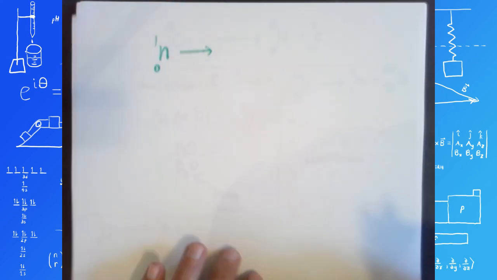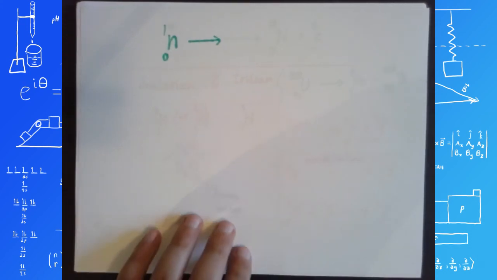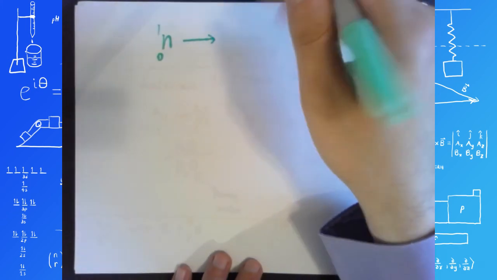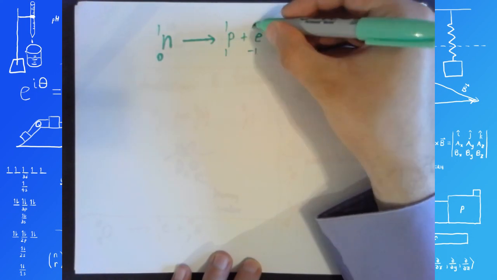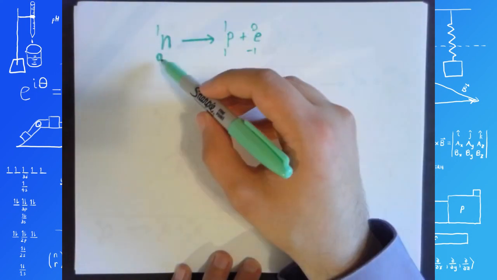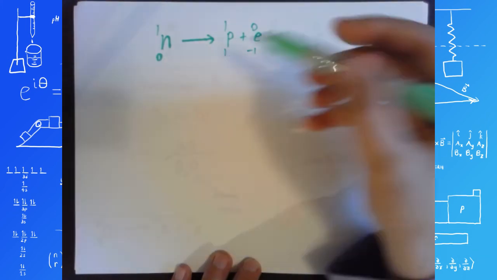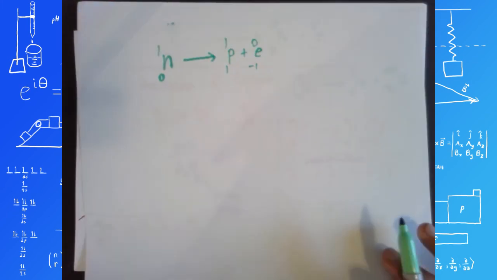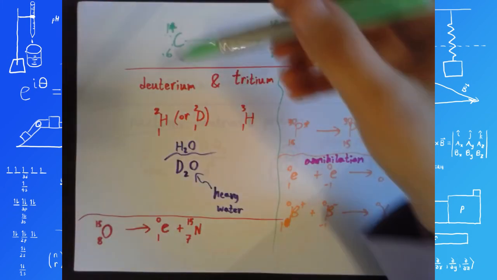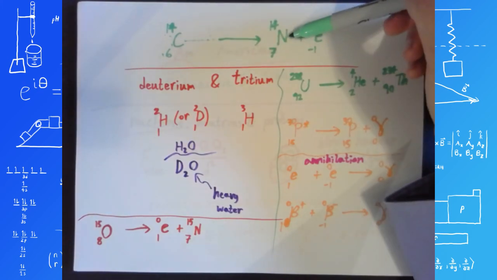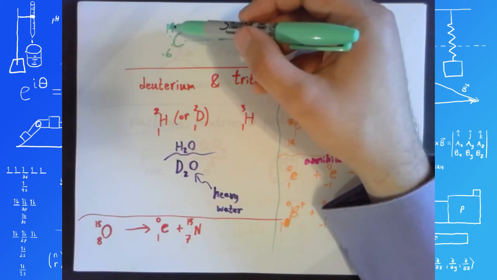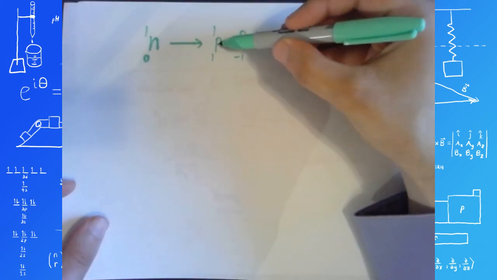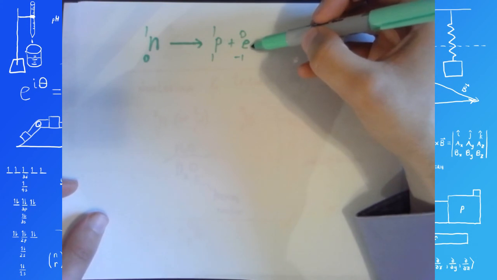When an atom is undergoing beta decay, what's really happening in that atom is a neutron inside of its nucleus is converting into a proton plus an electron. It checks out. 1 is equal to 1 plus 0, and 0 is equal to 1 plus negative 1. So whenever you see a beta decay, like carbon 14 turning into nitrogen 14, carbon 14 has 8 neutrons and 6 protons, one of those 8 neutrons turned into a proton and ejected an electron.